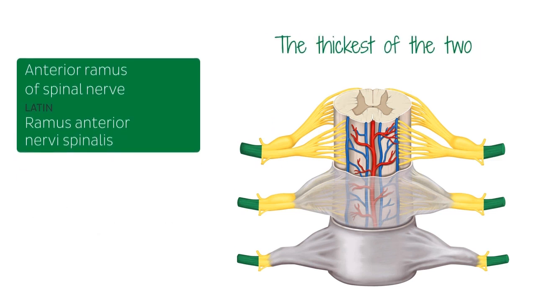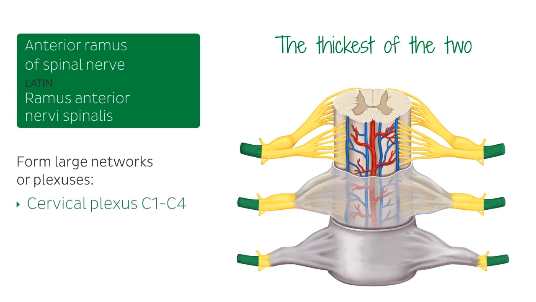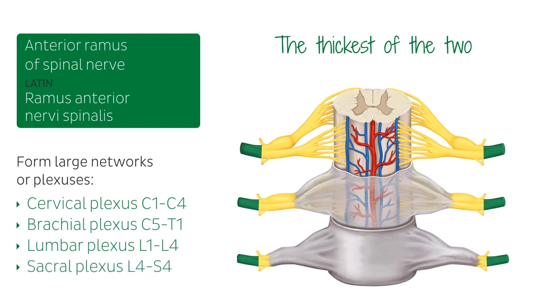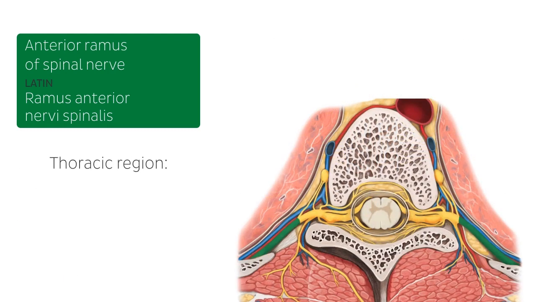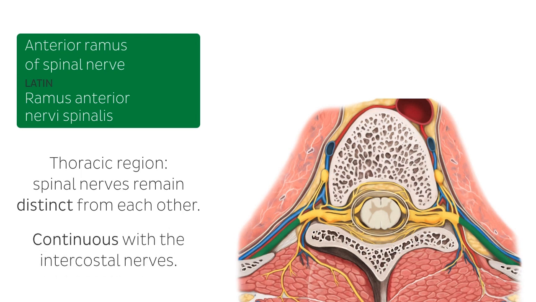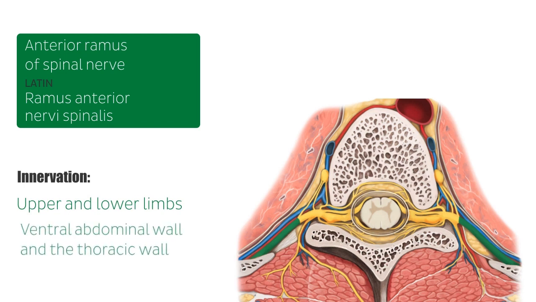Adjacent anterior rami communicate to form large networks or plexuses, particularly the cervical plexus, the brachial plexus, the lumbar plexus, and the sacral plexus. However, in the thoracic region, the anterior rami of the spinal nerves remain distinct from each other and become continuous with the intercostal nerves. The nerves of the plexuses and the intercostal nerves generally provide motor and sensory innervation to the upper and lower limbs and to the ventral abdominal wall and the thoracic wall.